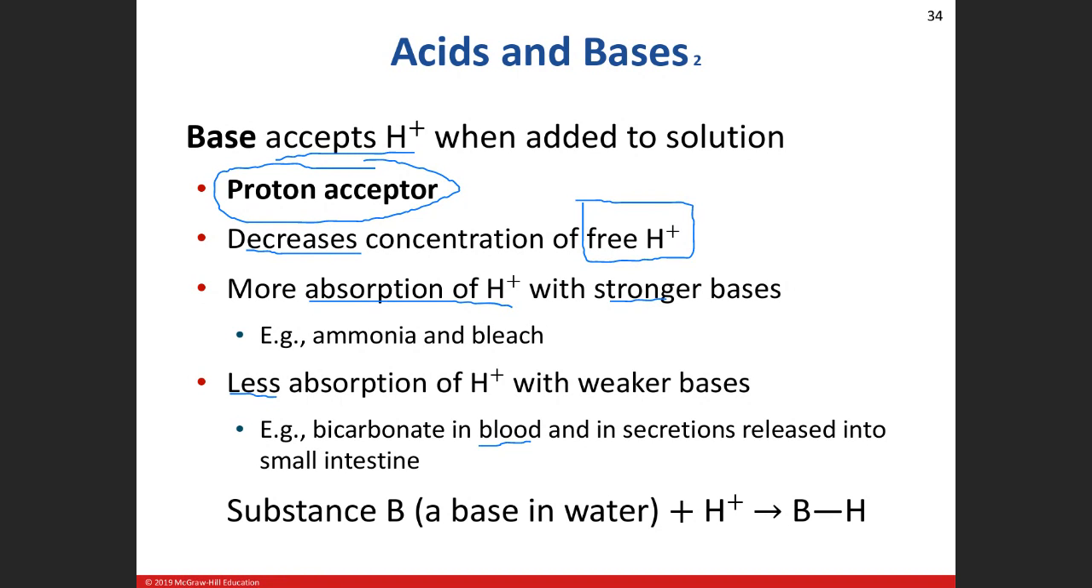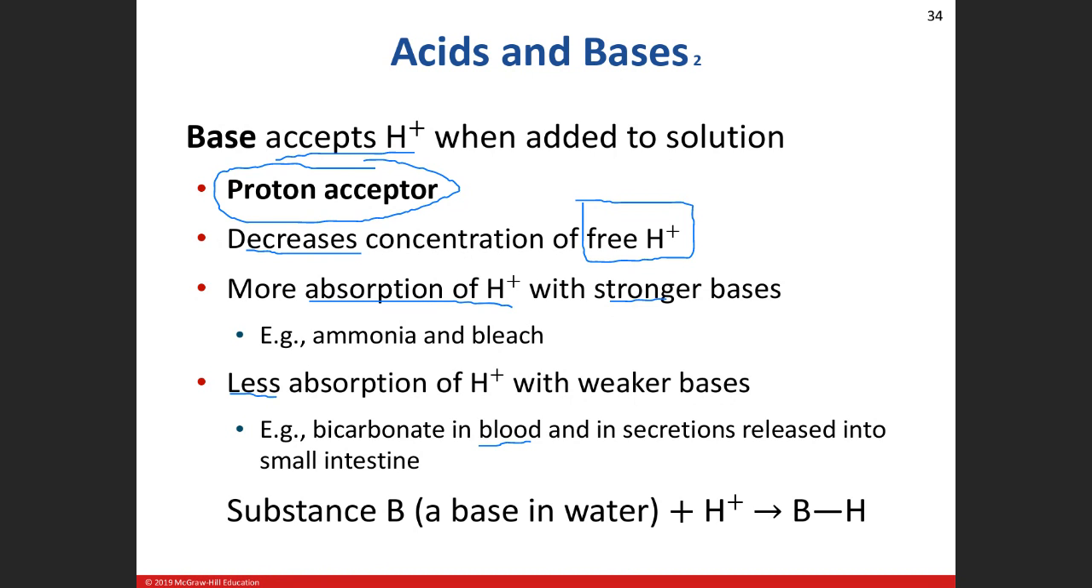We'll also see these weaker bases present in some of the secretions of our small intestine, because as food exits the stomach, there's acid in the stomach secretions, hydrochloric acid amongst other things. So we need to start to make it less acidic. We want to get to what we call the neutral range because we do not want to cause damage to the tissue. So we have these weak bases there that help with what we call neutralization.